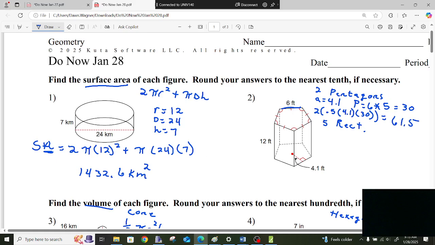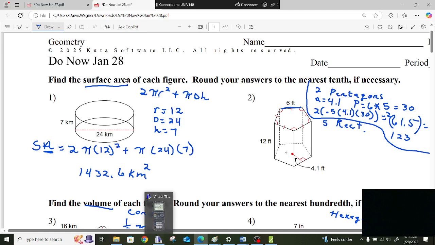It's 2 pentagons, so I would multiply this by 2, right? And now it's 123. That's the area of these 2 pentagons, top and bottom. Now I have the 5 rectangles all the way around, right? There's 5 of them, and the length of the rectangles is going to be the 6, and the width is going to be this height, which is 12.